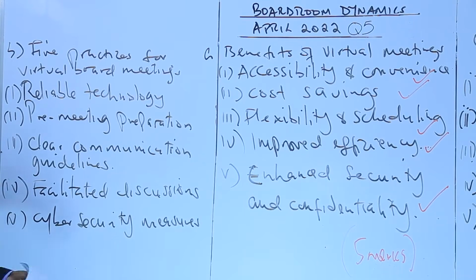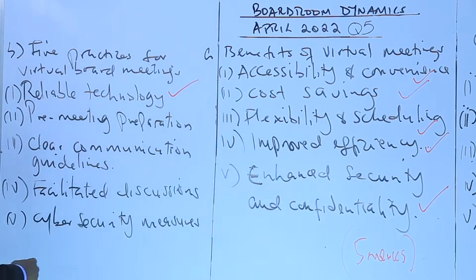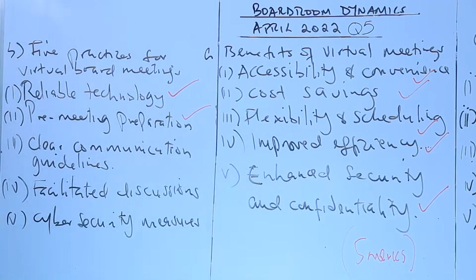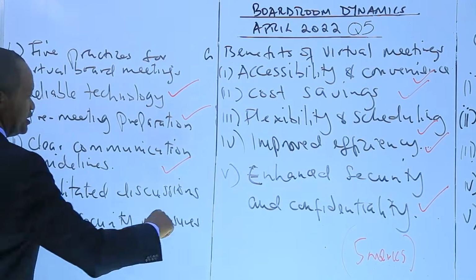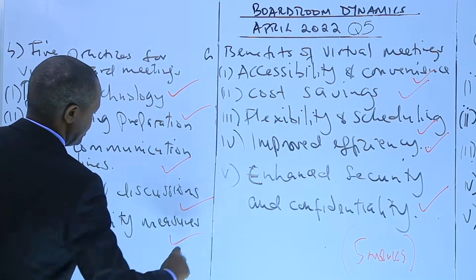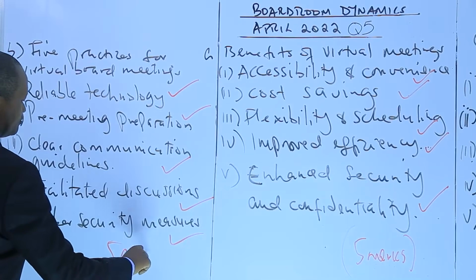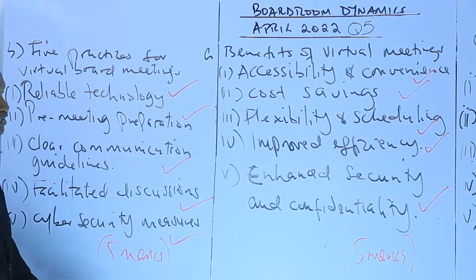So these are 5 best practices. 1, reliable technology. 2, pre-meeting preparation. 3, clear communication guidelines. Number 4, facilitated discussions. Then lastly, cyber security. 5 best practices, 5 marks. And candidate, this question has been tested many times.